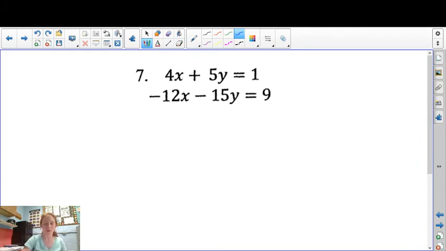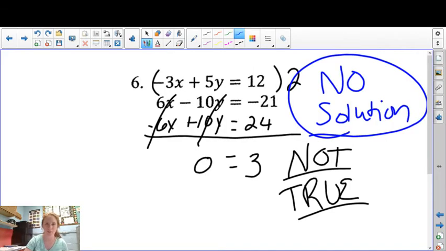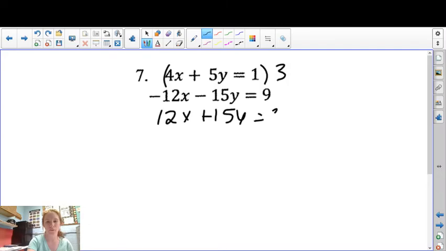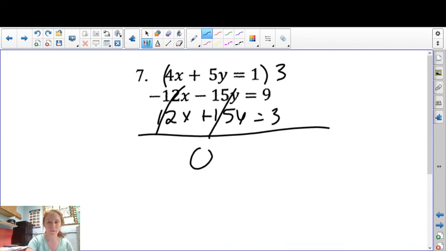Okay, let's try this next one. Well, I tried going after the y's, so let's maybe go x. Let's try x. So I need, what, 4 times what gives me 12, so times 3. So 12x plus 15y equals 3. Well, crap. It's the same thing.